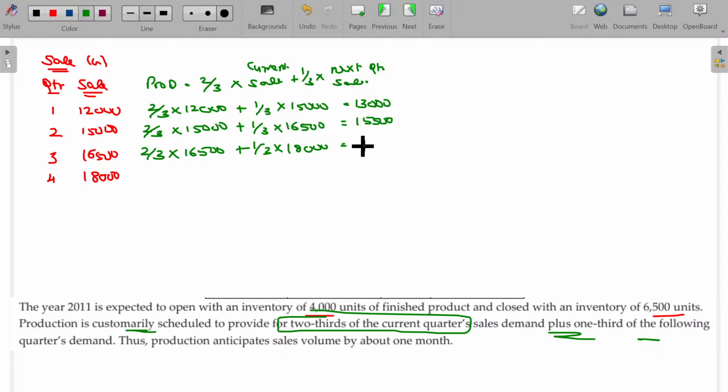Then this value being 17,000. And here 2/3 of the current quarter and plus 1/3 of the next quarter. So what about the 1/3 of the next quarter? The next quarter's requirement produced in this period remains as closing stock for the period. What is the closing stock for this period? 6,500.